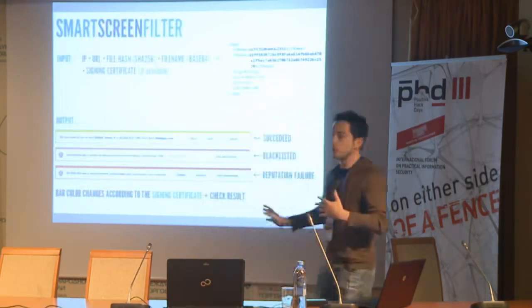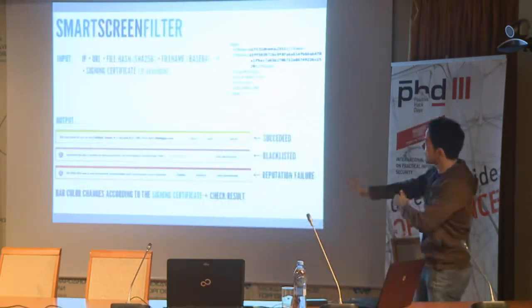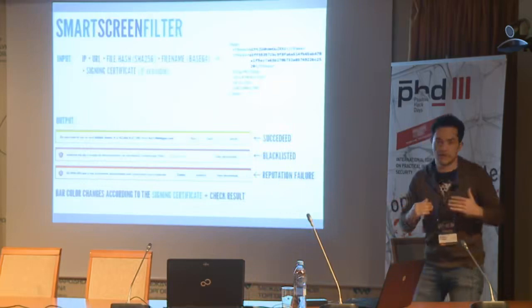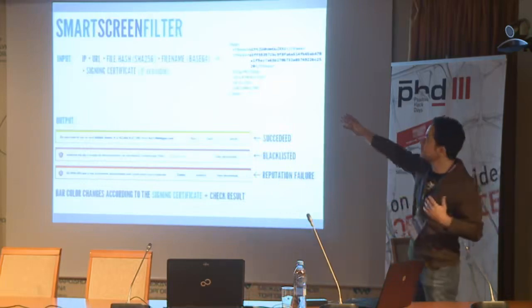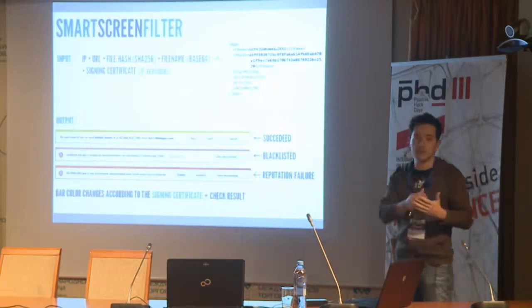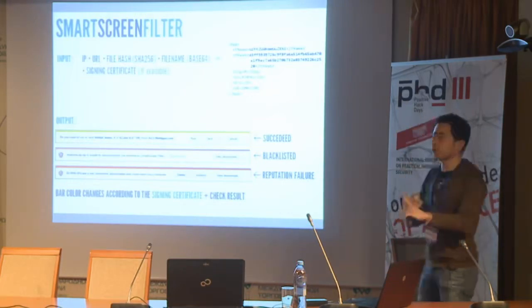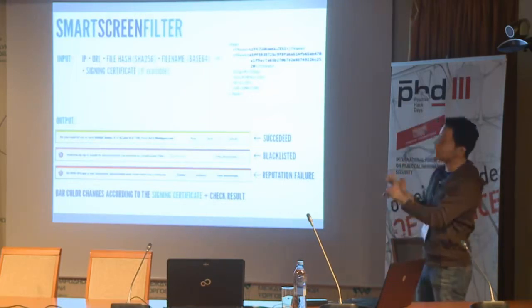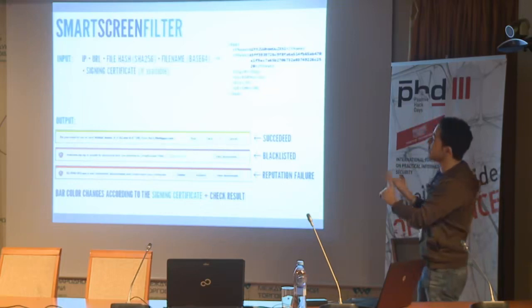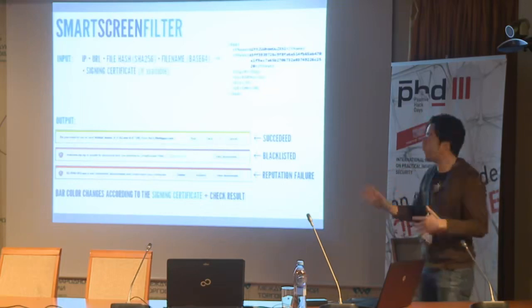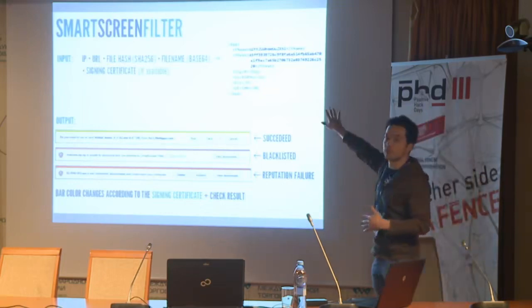From a technical point of view, how does SmartScreen work? Every time you download a file, you provide to the server side this information: your IP, the URL you downloaded the file from, the file hash, the file name encoded in base64, and the signing certificate, if available. All of these are encoded in an XML format.